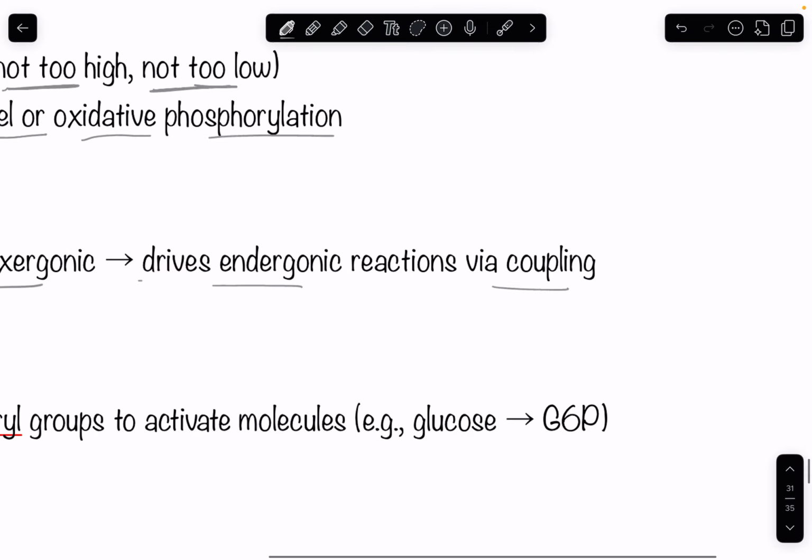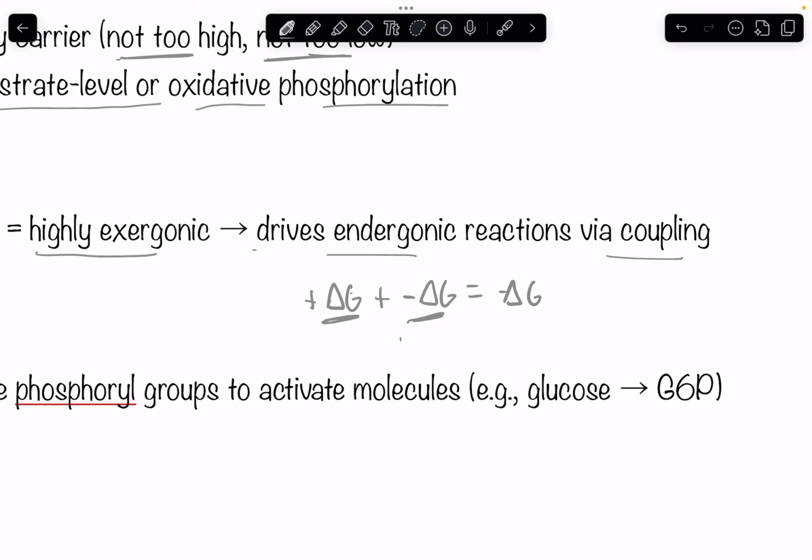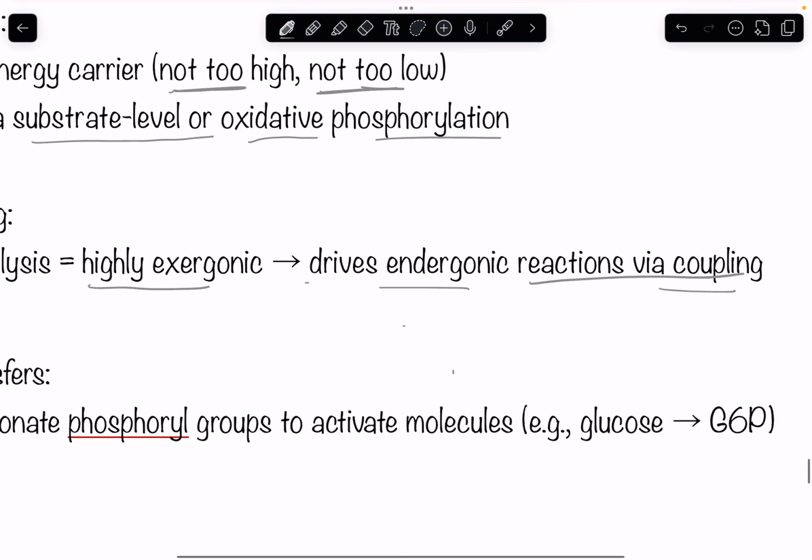What I mean by that is, if you have a positive delta G plus a negative delta G, reaction coupling will make the overall delta G negative, because the negative number is bigger than the positive number, making the reaction favorable. That's what I mean when I say reaction via coupling.